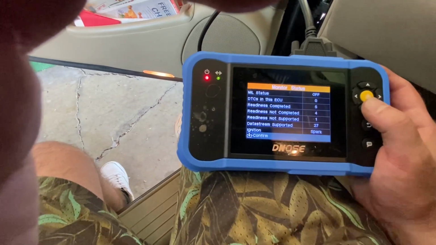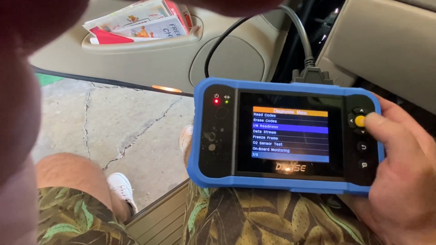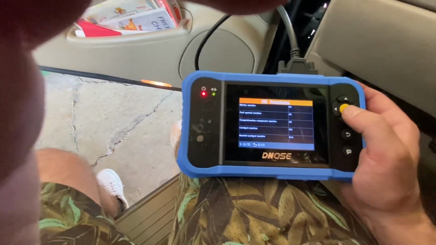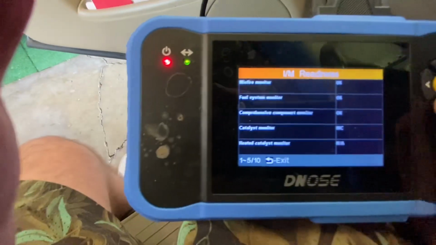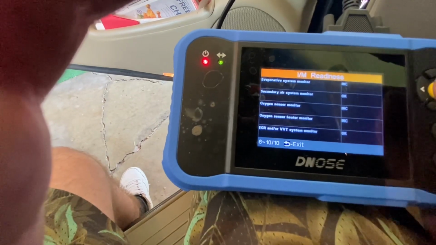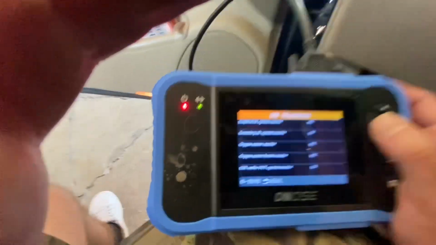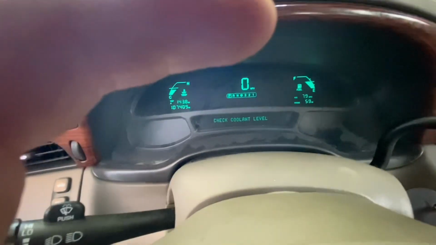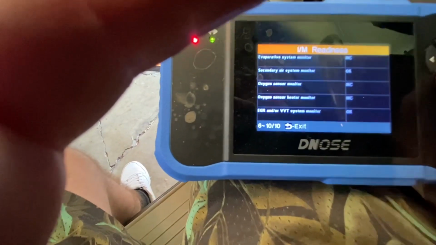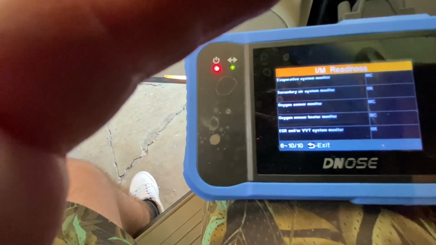Alright, so I have 4 monitors that are left to complete. Last time this happened, when the secondary air system monitor was okay, the check engine light came on. Obviously, I have no check engine light. My secondary air system monitor is okay, so we're good to go. Now we're waiting on 4 more monitors, which I know will work.